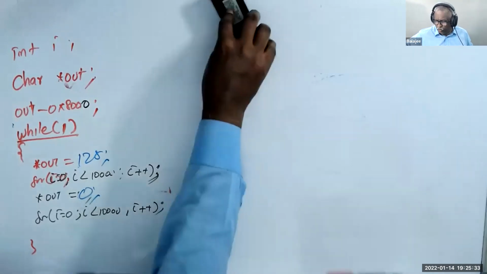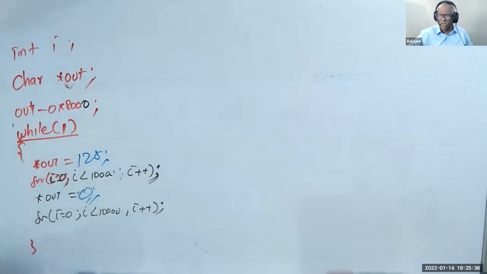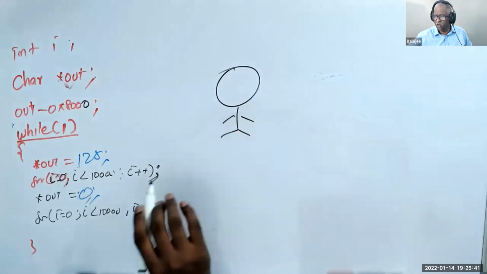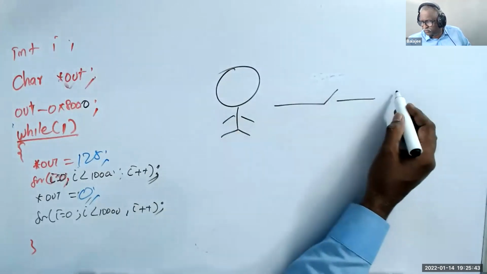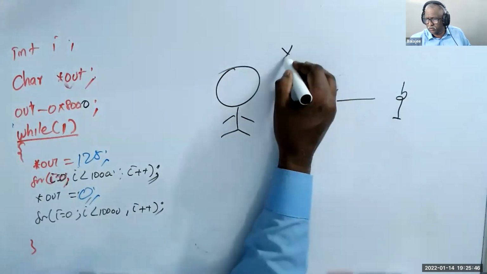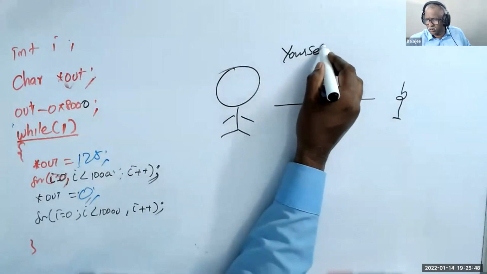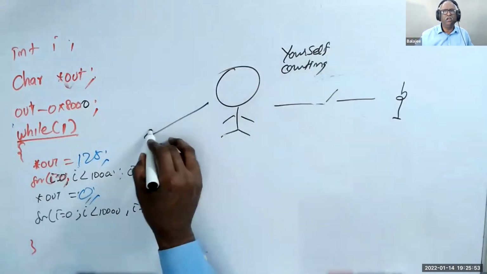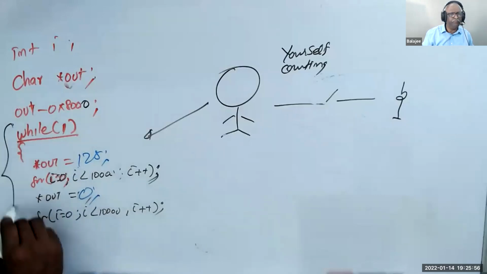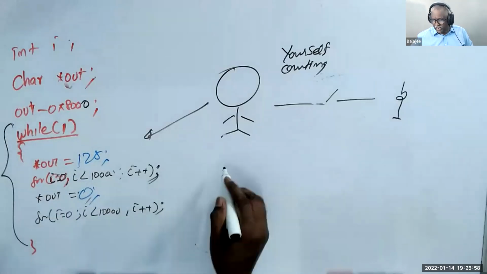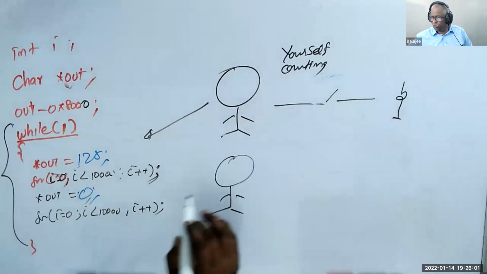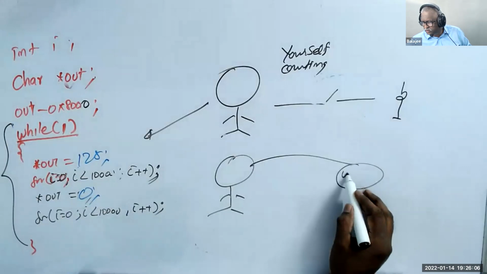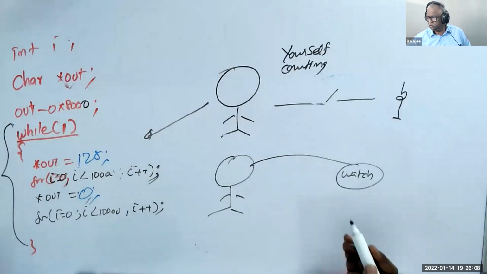You do that. First possibility is that you control the switch by yourself. Counting. That is this. Your microprocessor is running a program and counting. Then what you have done is, you give this to the watch or clock, whatever it is.